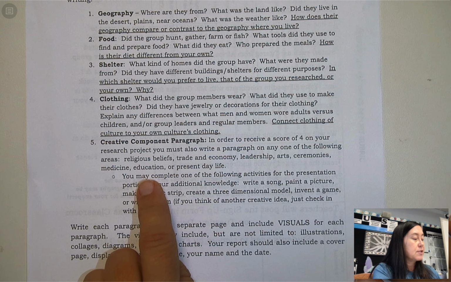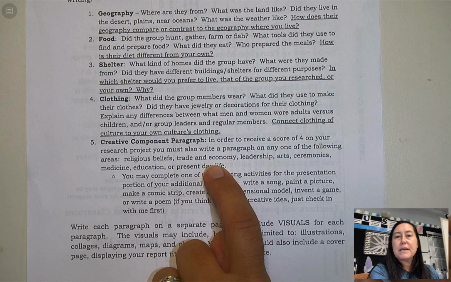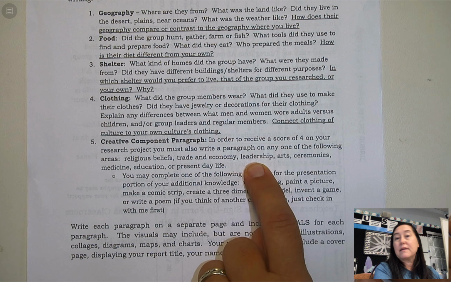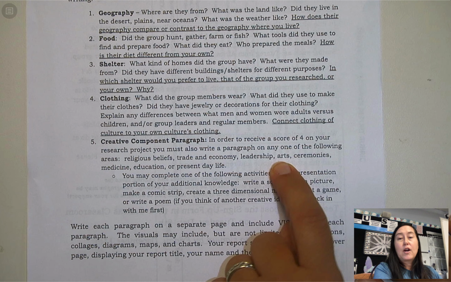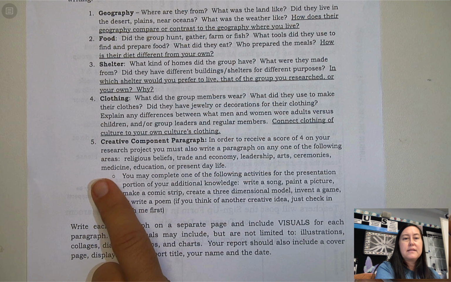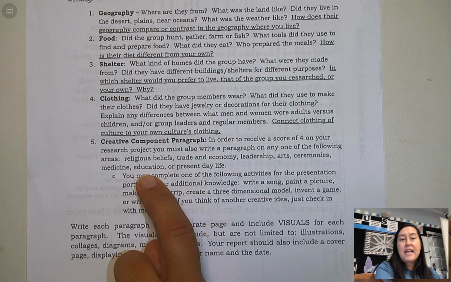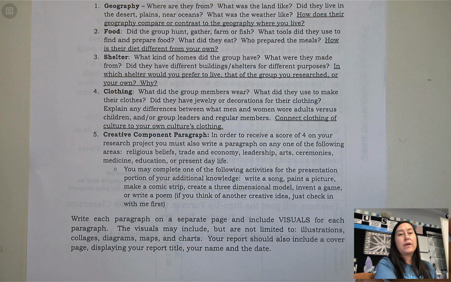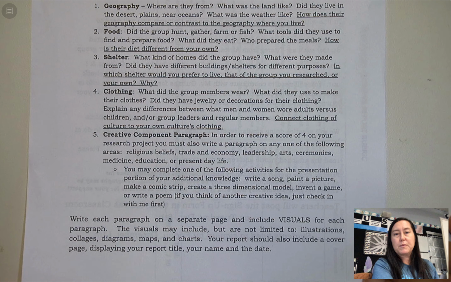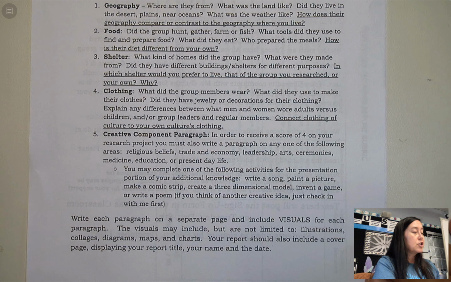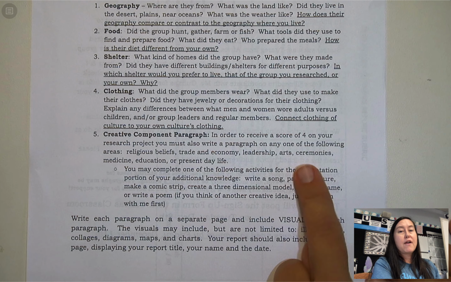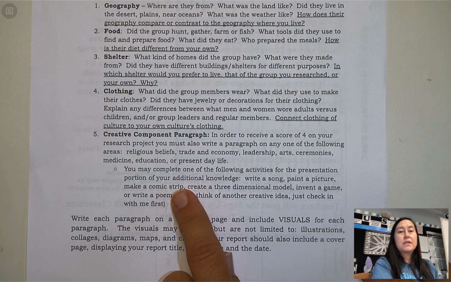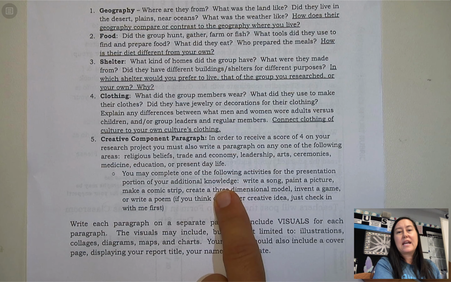It might be the religious beliefs, it might be the trade and economy of the Indigenous group, it might be the leadership, it might be their arts or different ceremonies, medicine, education, or present day life. What is the Indigenous group like now here in it'll almost be 2021. Your child will write a paragraph, but then they will take this paragraph and present it in a creative way.